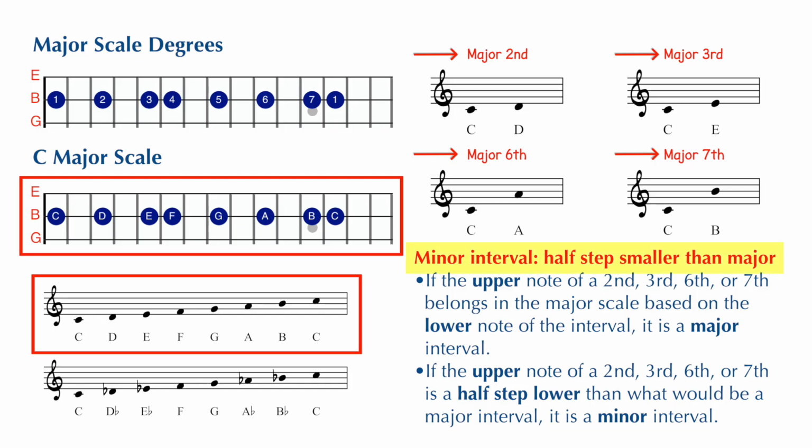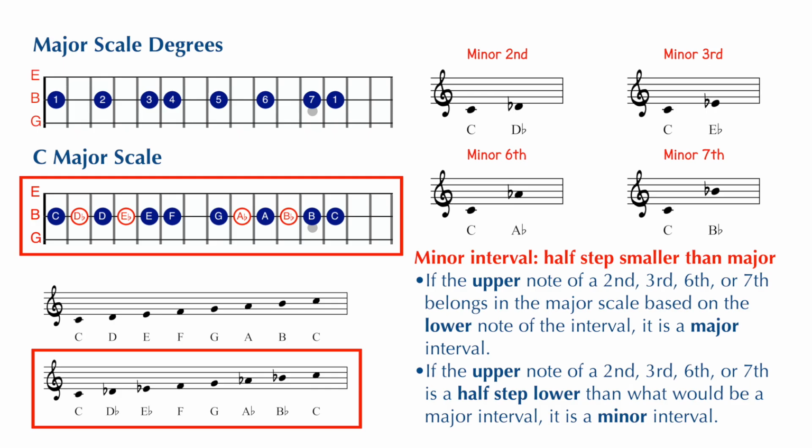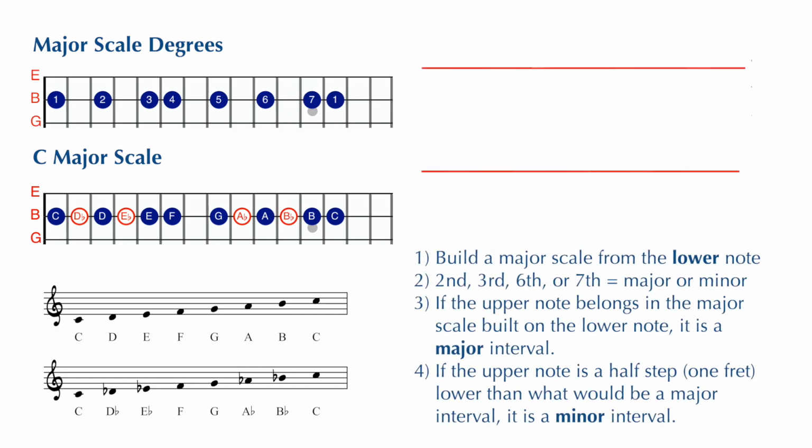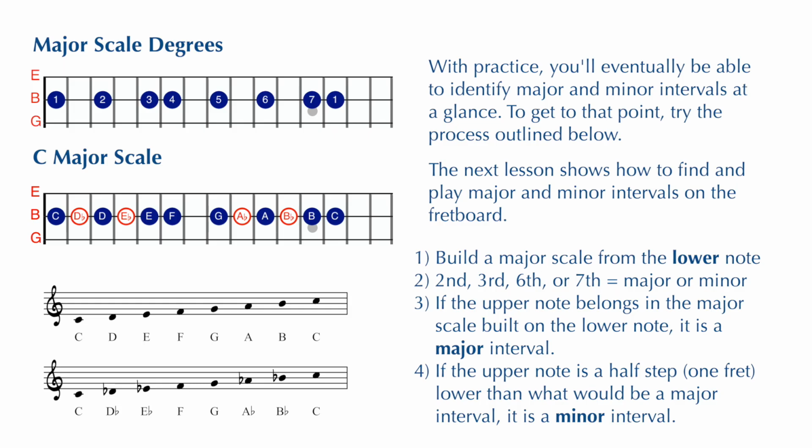Now, a minor interval is always 1/2 step or 1 fret smaller than its corresponding major interval. So if I lower each of these notes by a 1/2 step, but still call them by the same letter name, that's important, we have C to D flat, minor second, C to E flat, minor third, C to A flat, minor sixth, and C to B flat, minor seventh. With enough time and study, you'll be able to recognize major and minor intervals right away.